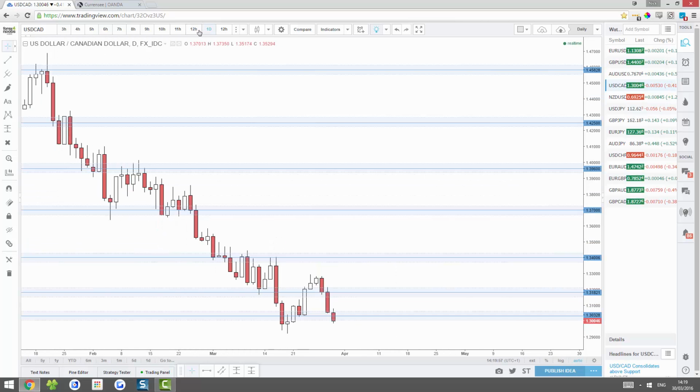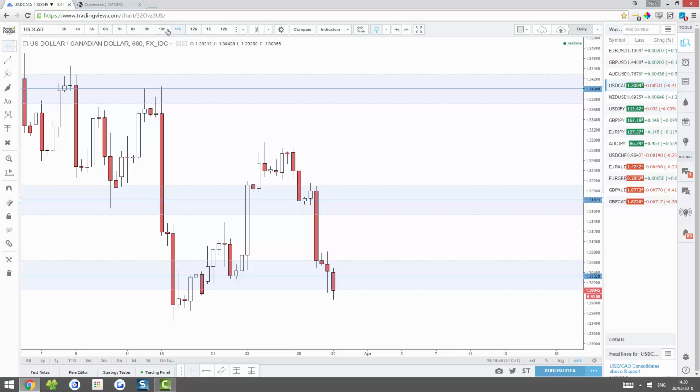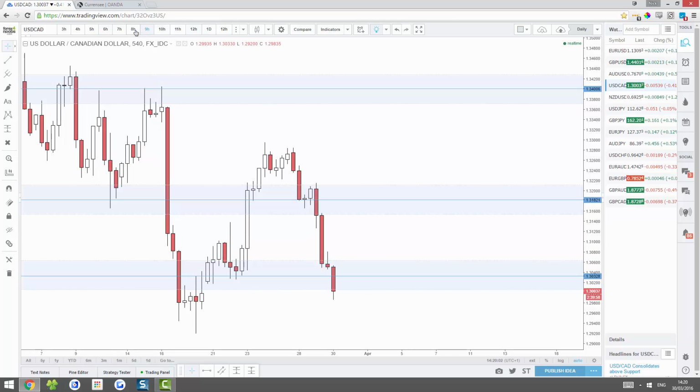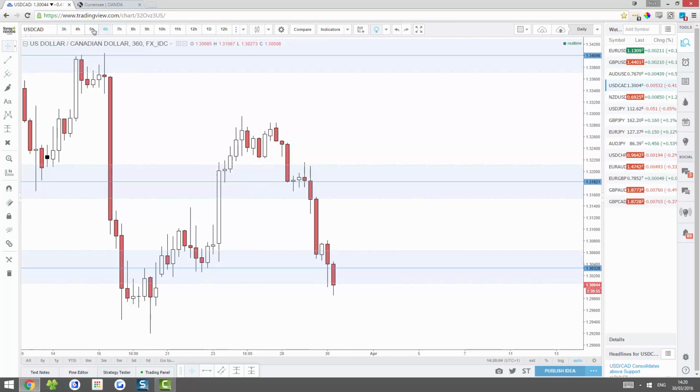USD CAD. Through all the time frames, this is going to be some long analysis. USD CAD sitting on support.